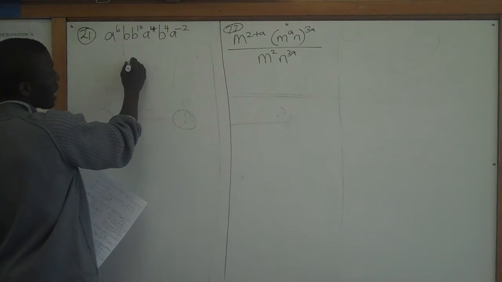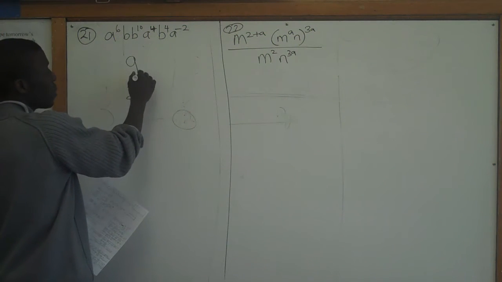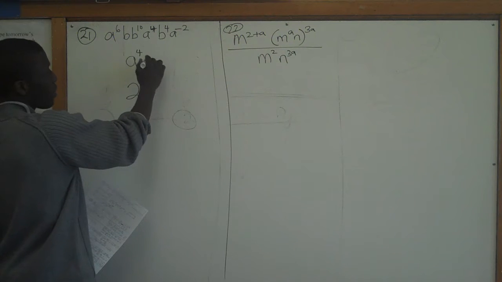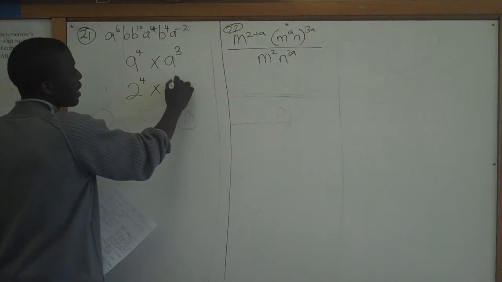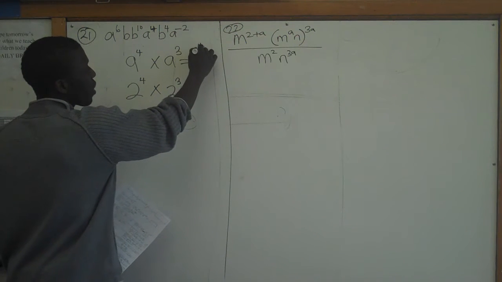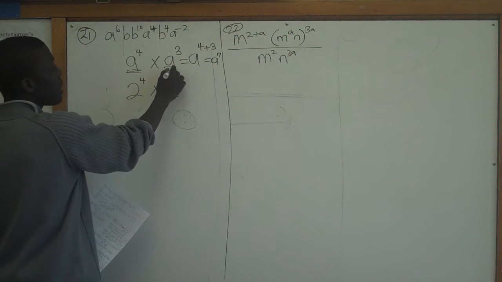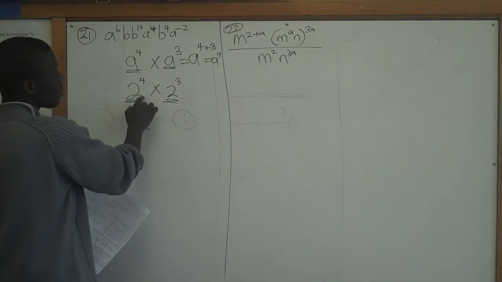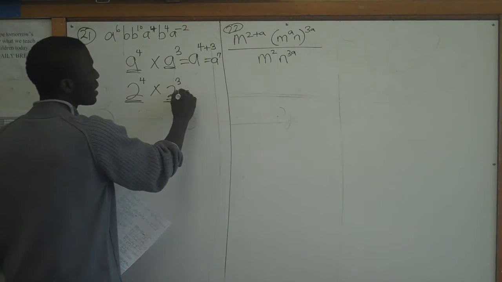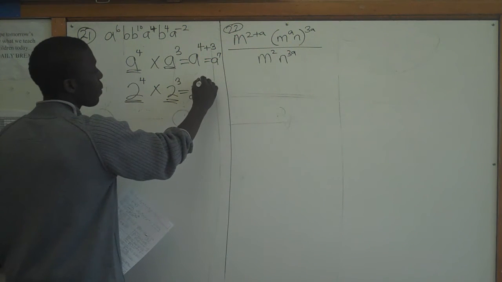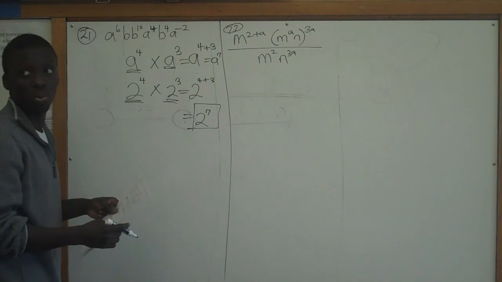One of the laws says that whenever you have, for example, a to the power 4 times a to the power 3, it is the same thing as a to the power 4 plus 3, which is a to the power 7. They have the same base. And so 2 to the 4th power times 2 to the 3rd power is the same thing as 2 to the 4th power plus 3, and that gives us 2 to the 7th power. That's how you do problems like this.